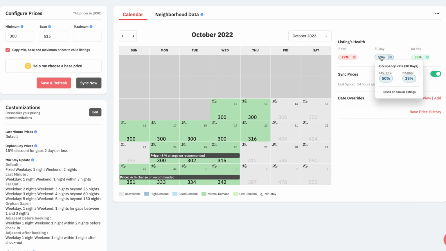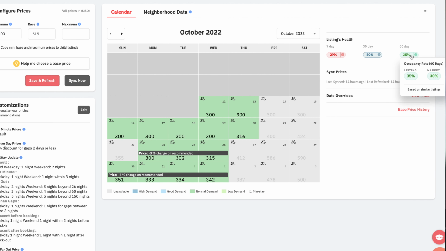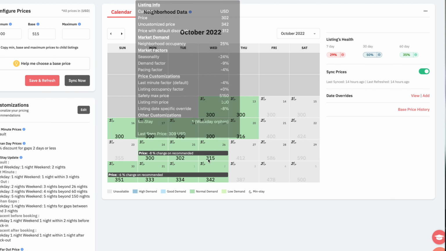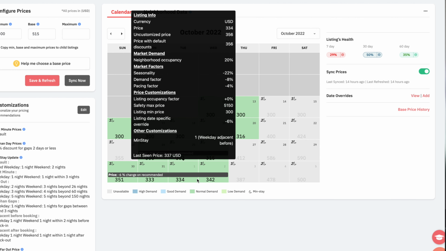30-day, I actually have it booked up more than the market. And if it's consistently blue like this, meaning I consistently have more occupancy than the market, then that might suggest I've priced too low. But I think this isn't commonly the case. And then 60-day, I'm comparable to the market. All right, so no crazy changes there. I changed these weekdays just to get a better discount. You know what? I'm thinking I might remove them.